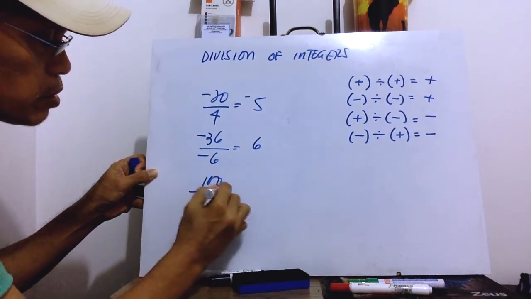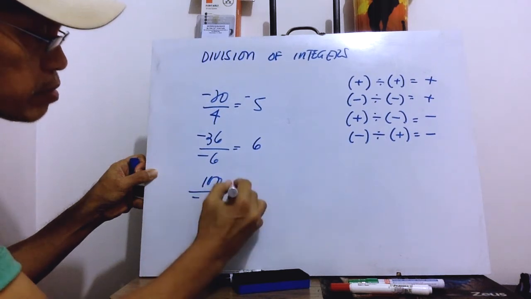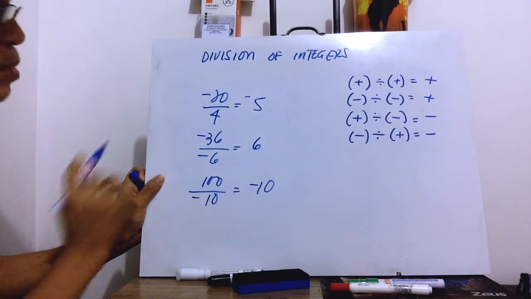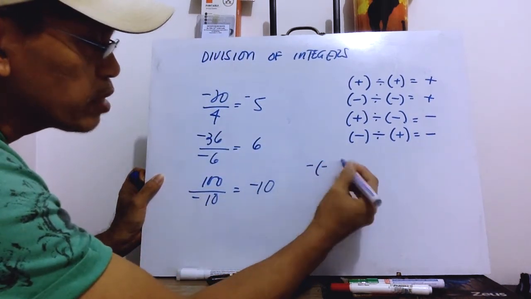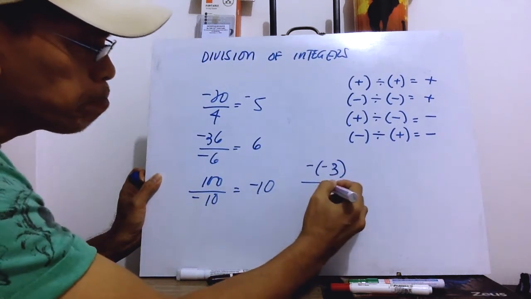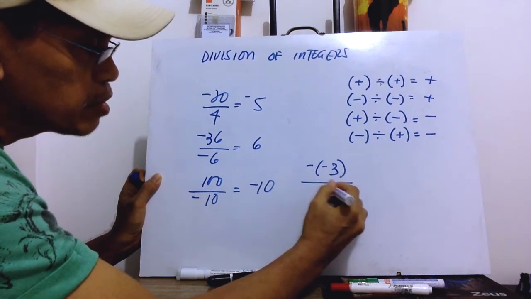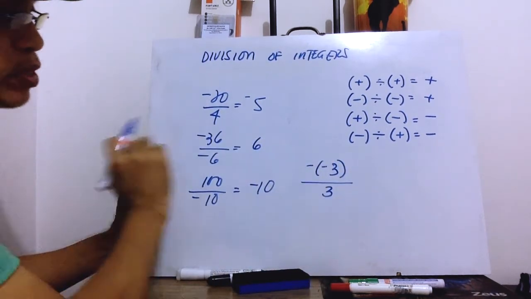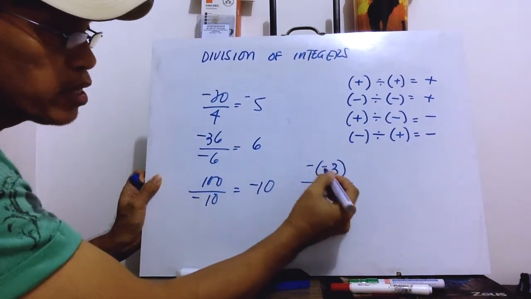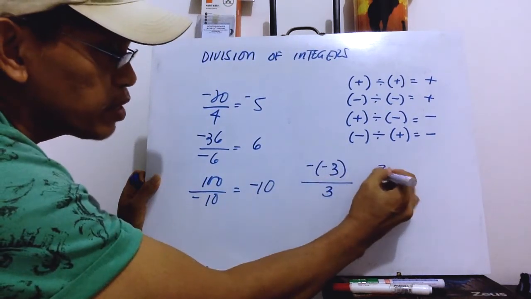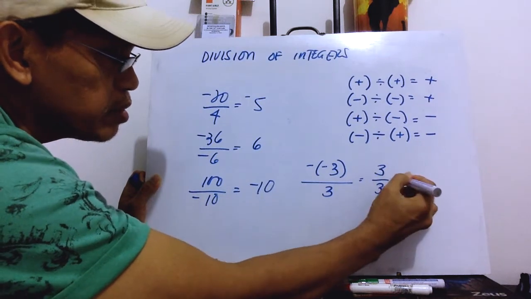100 times -10 times -10. Negative of -3 over, let's say, 3. So what's that? So double negative is positive. You're multiplying two negative signs, so it's positive 3 divided by 3. The answer is 1.